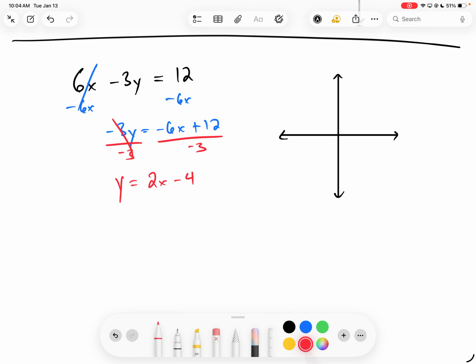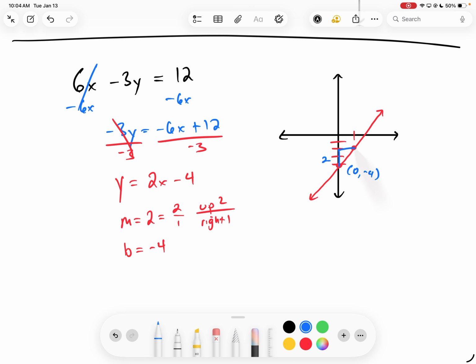And then my slope would be 2, which is 2 over 1. So this is positive, so it would be up 2 to the right 1. And my y-intercept is negative 4. So I start at negative 4, and I go up 2 to the right 1. Started at negative 4, went up 2 to the right 1.